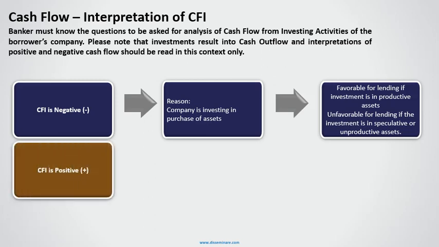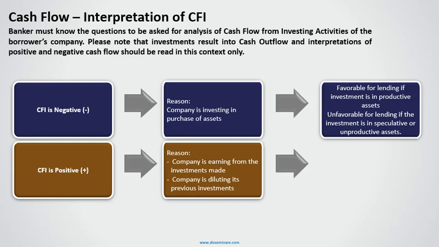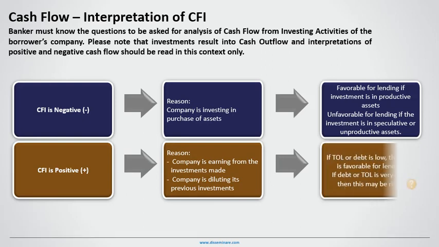In case 2, the CFI is positive. The company is having cash inflow from the investment. The reasons observed are that the company is earning from the investments made and also the company is diluting its previous investments. For the banker, if total outside liability or debt is low, then this is favorable for lending. If debt or TOL is very high, then this may be risky.